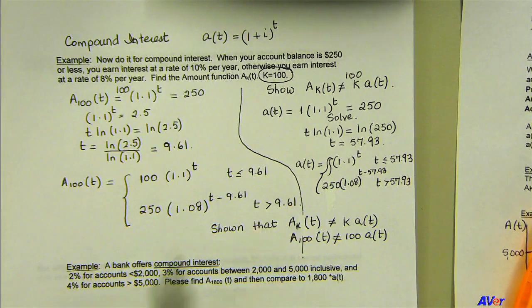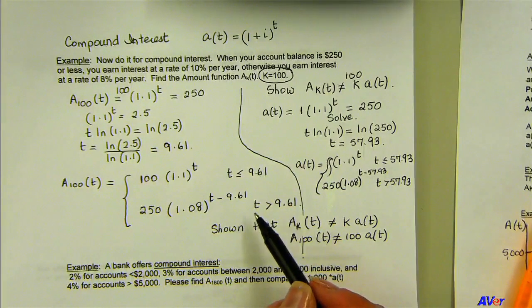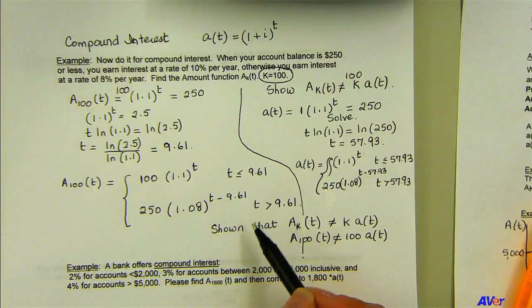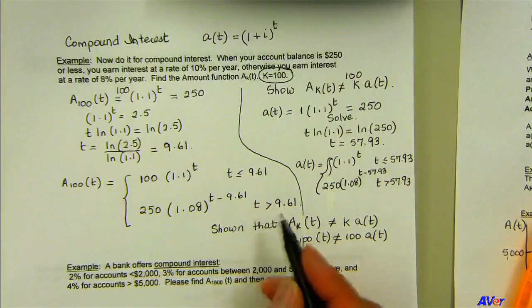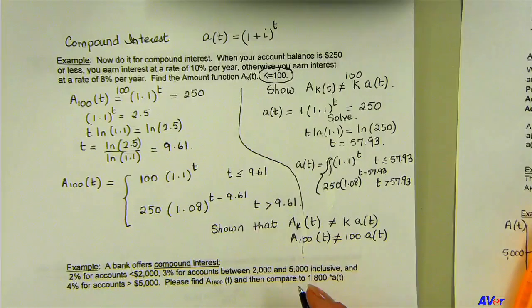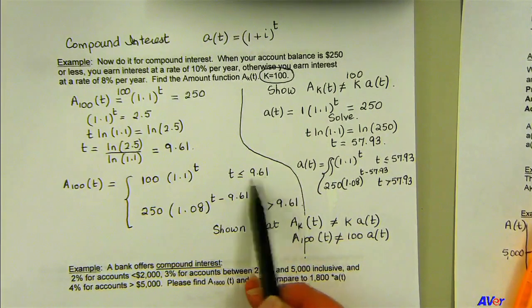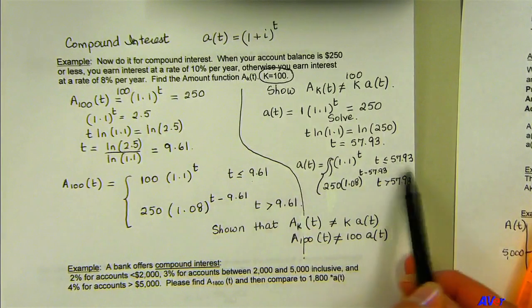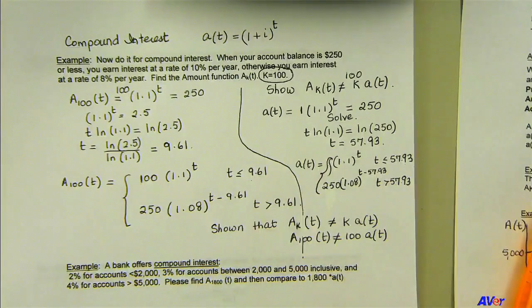What came out to be an integer? The t doesn't have to be an integer. Compound interest works for even fractional parts of the year. When your bank gives you compound interest, you don't have to wait till the end of the year to get interest on your money. They'll give you interest to the day, to the moment, right? So this is saying 9.61 years. This is saying 57.93 years. You don't have to round up or down or anything like that.